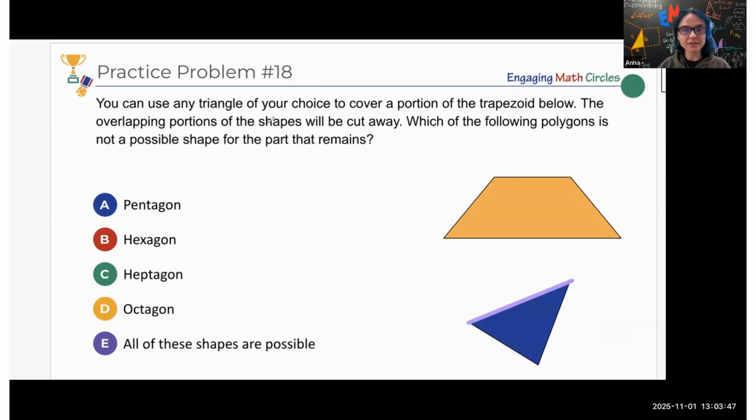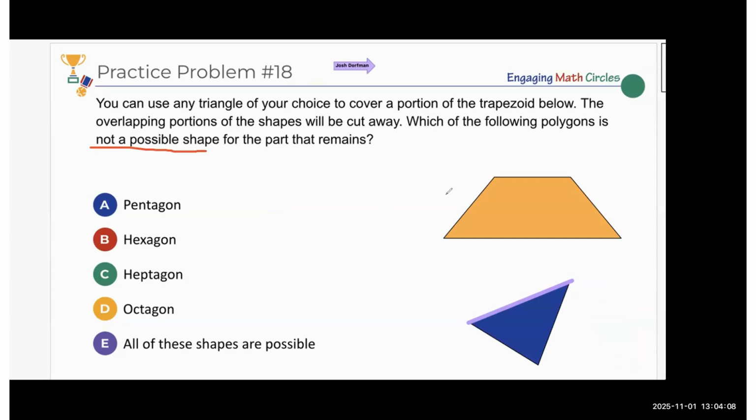So the overlapping portions of the shapes will be cut away. Which of the following polygons is not a possible shape for the pattern that remains? So this is more of a spatial and geometry reasoning type of thing. Do we all understand what they want me to do?